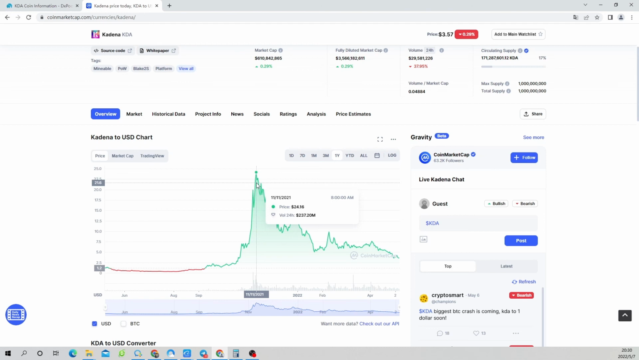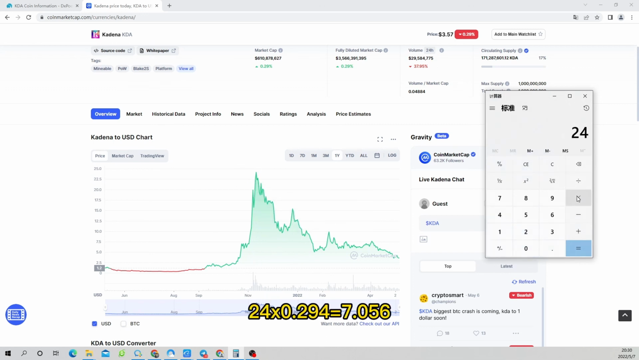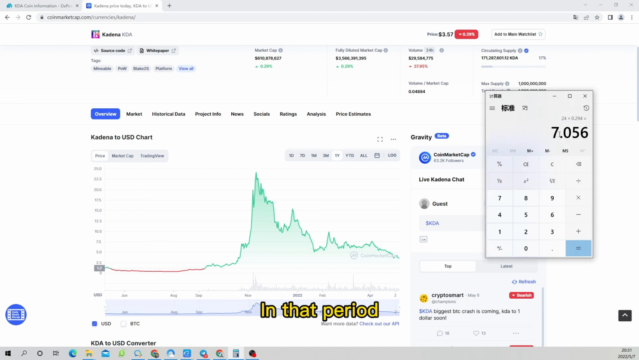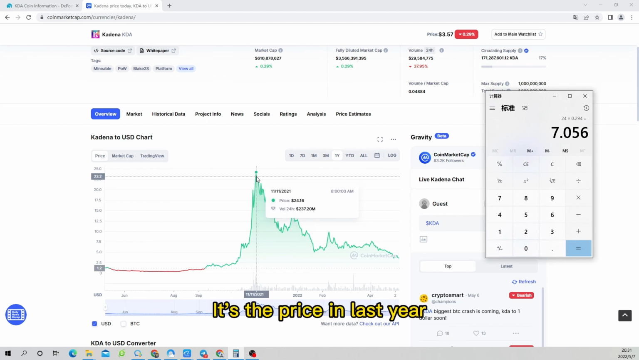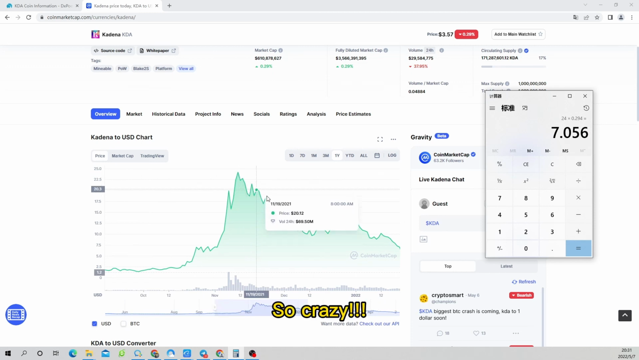If we had the KD6 at that time, maybe we can calculate 24 times 0.294, which is $7. Yeah, it's $7 we got when we tested the goods for a few minutes, at last year's price. So crazy.